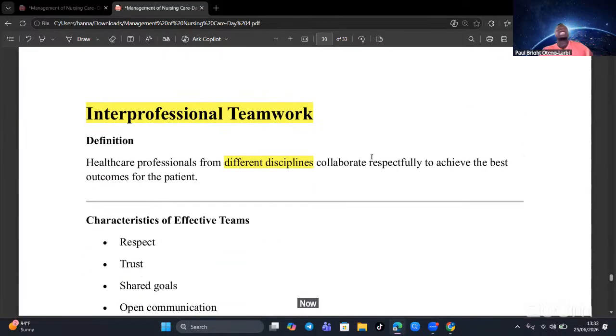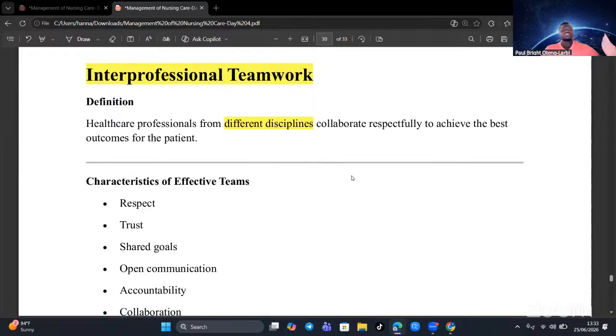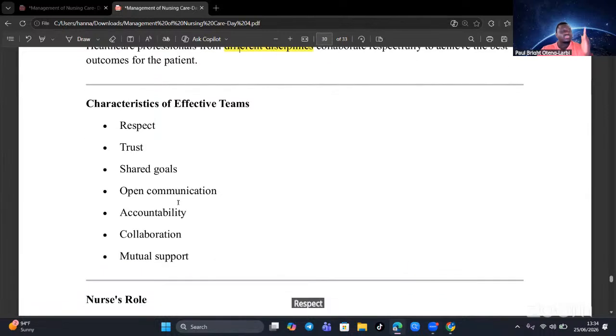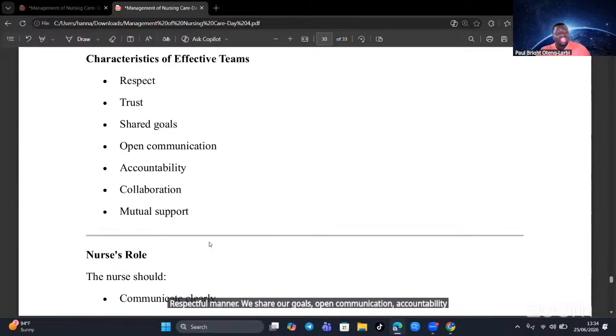Now, interprofessional teamwork. Different health professionals from different disciplines collaborate respectfully to achieve the best outcomes for the patient. Yes, we need to collaborate in a trustful, respectful manner. We share our goals, open communication, accountability, collaboration, and mutual respect.